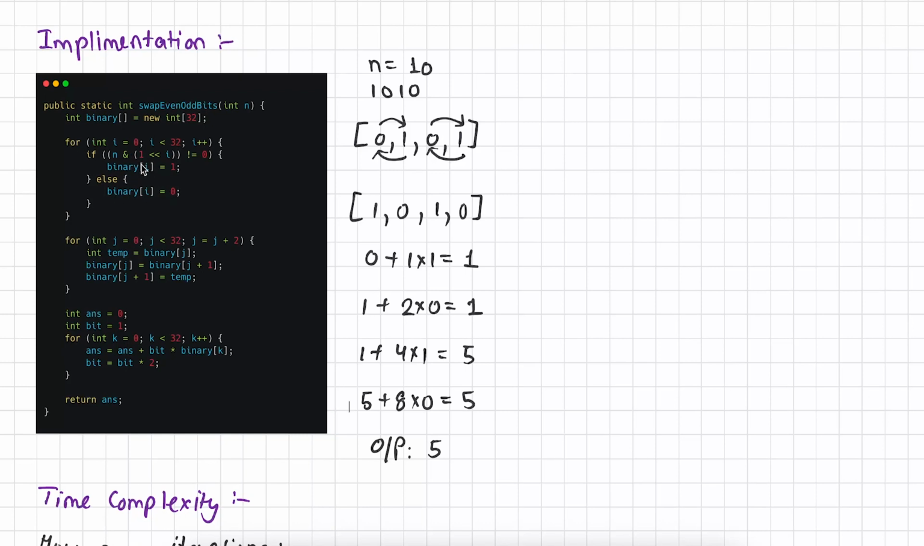Here I am using 1 left shift i. It means 1 is equal to 2 to the power 0. In each iteration, I am shifting the position of the bit by the ith position.